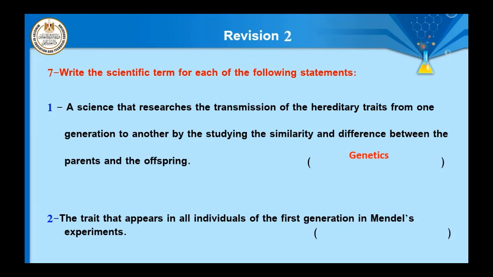Number 2. He asked you about a type of trait. The trait that appears in all individuals. This means that it dominates the other, of the first generation in Mendel's experiments, first law and second law of heredity trait. This trait is, yes, dominant trait, as it appears in the first generation by ratio 100%.